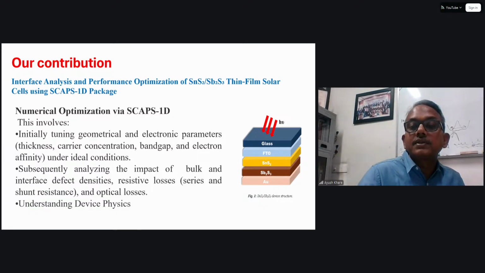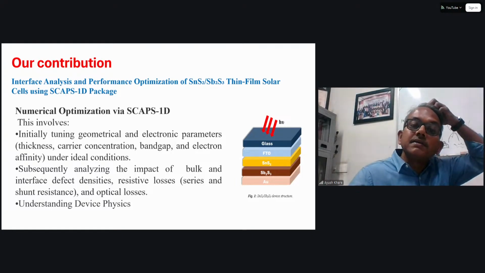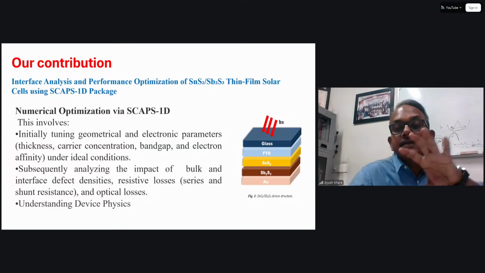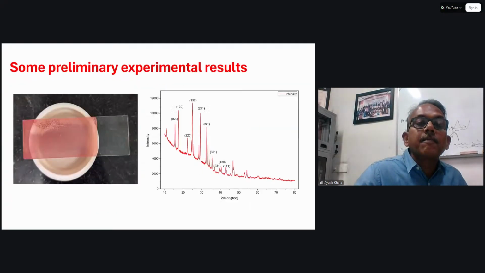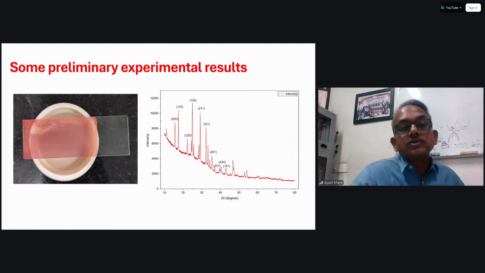Initially, we have gone for a structure in which FTO is the transparent conducting oxide, and then gold we have considered as one of the electrodes. We are working on thickness, carrier concentration, band gap, electron affinity, and certain losses like defect density, resistive losses, and optical losses. As I told you earlier, and I am repeating, before going for experimental work, these parameters have to be optimized.